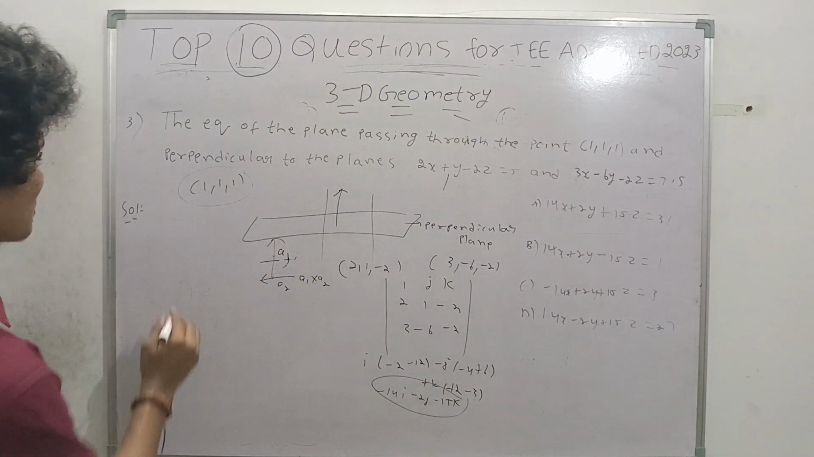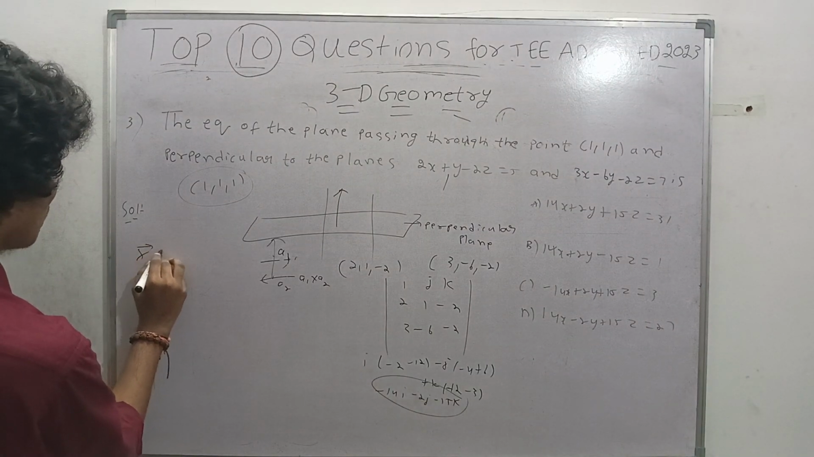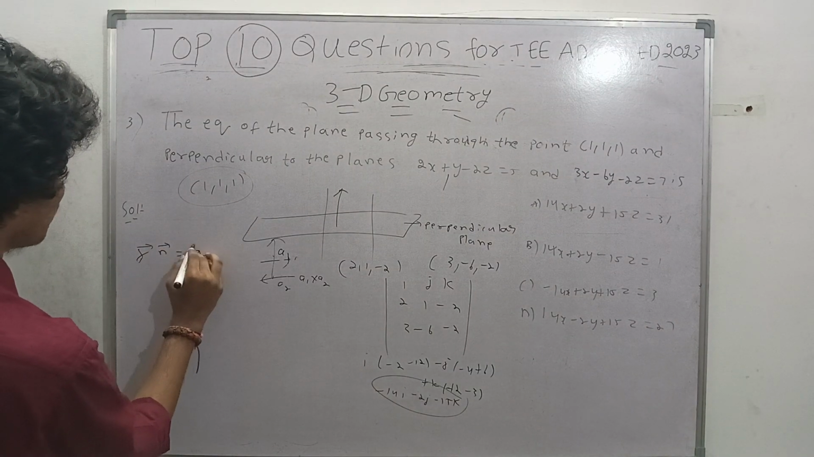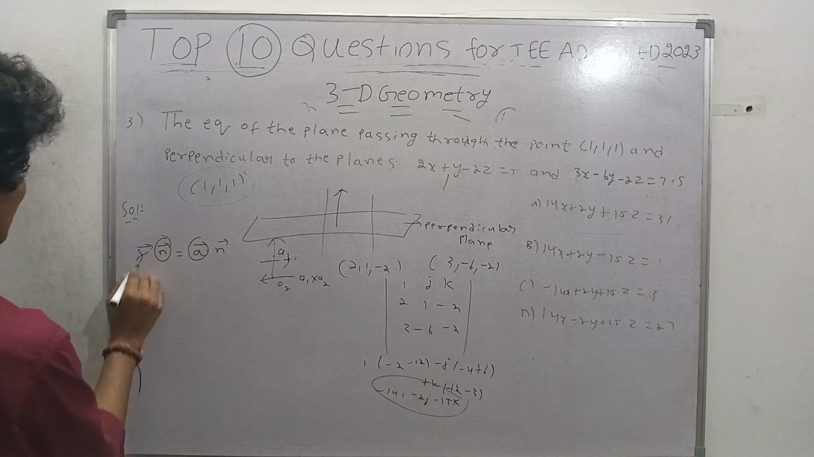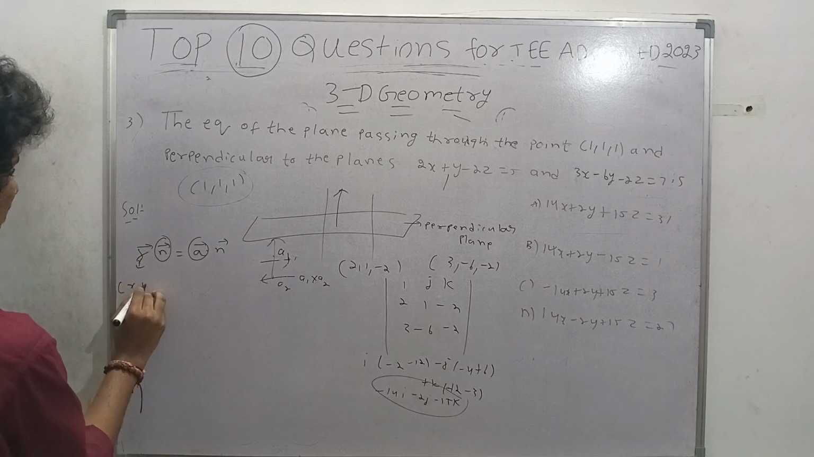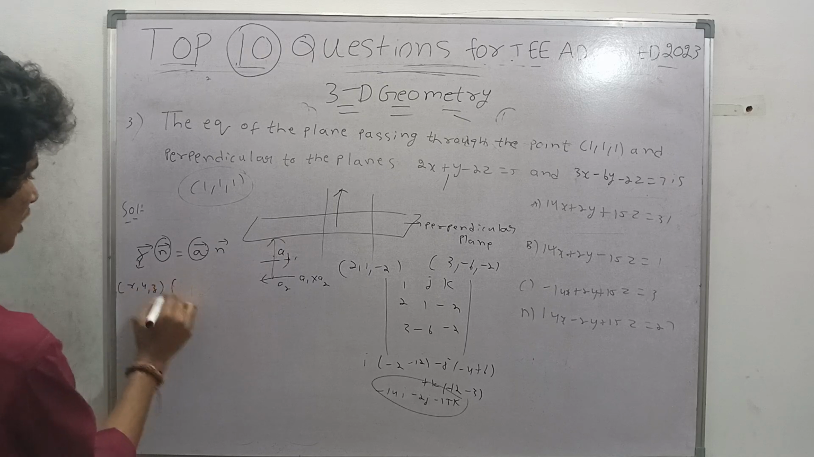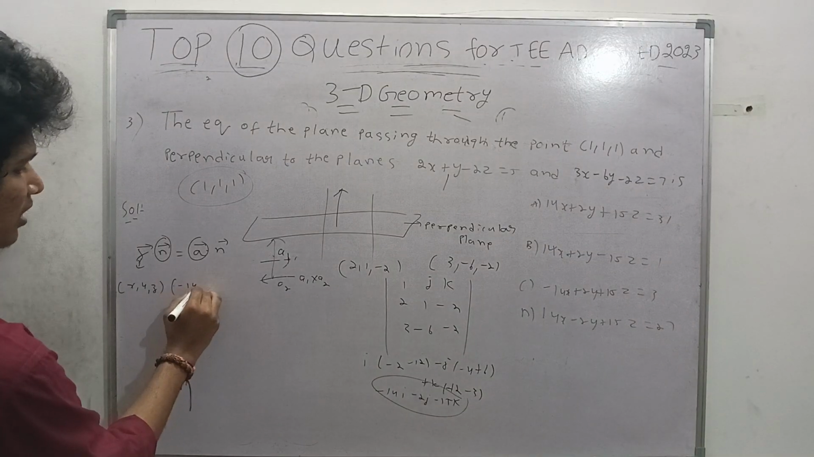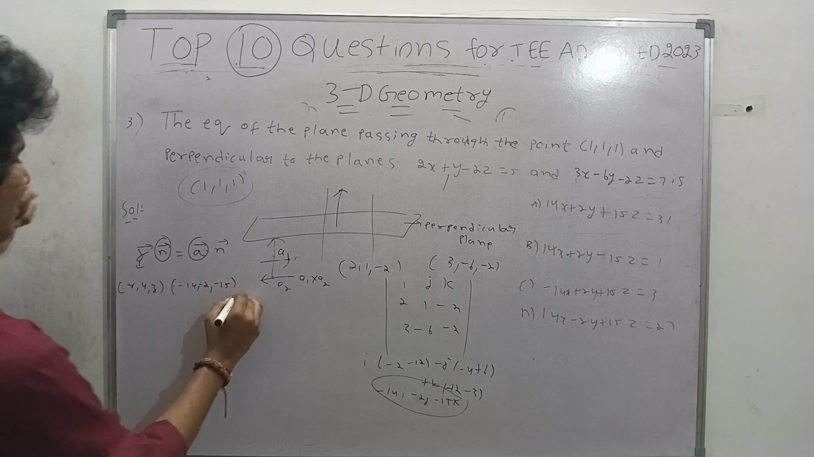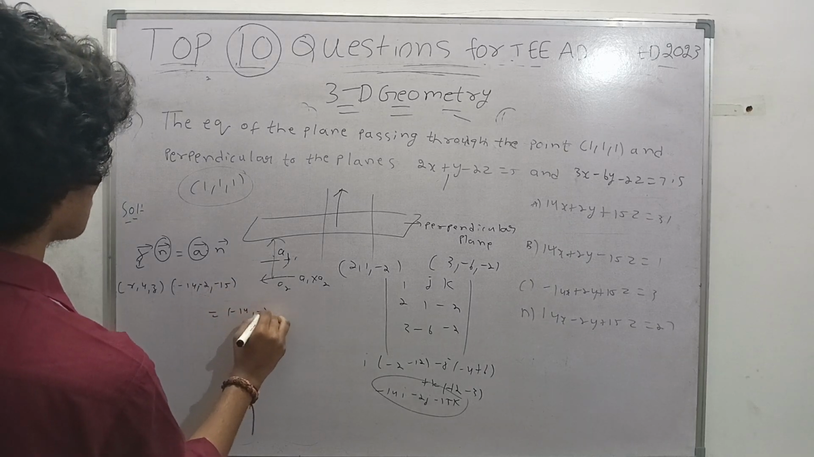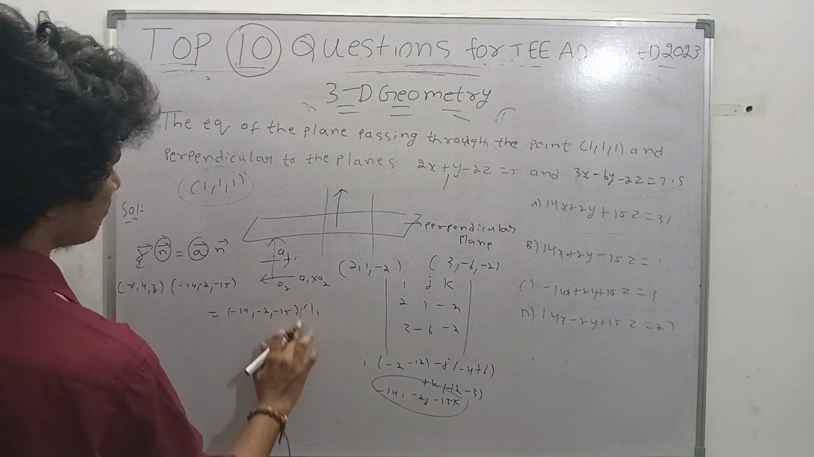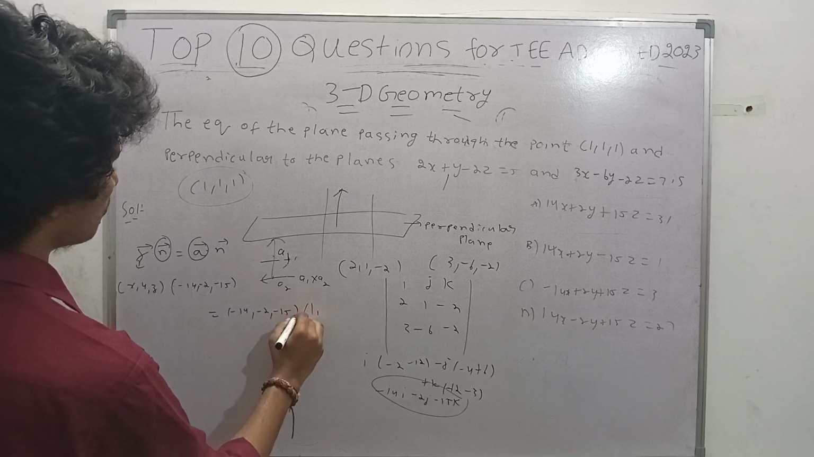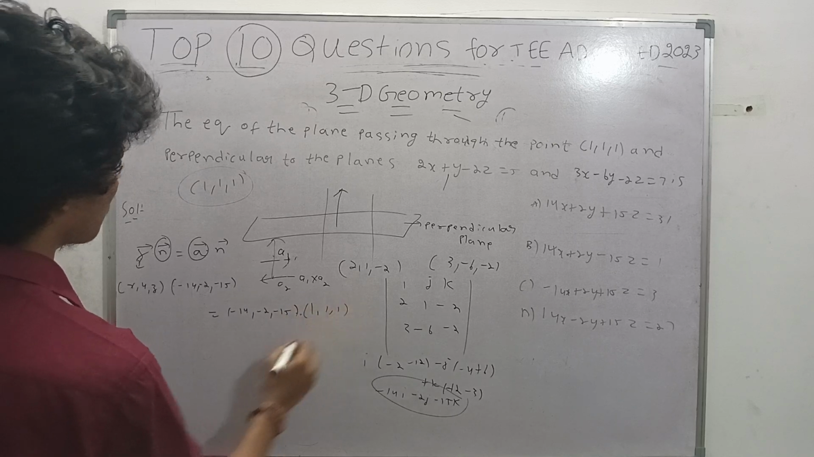After knowing these two things, I can use one formula: r dot n equal to a dot n. Here n is the normal vector, a is the passing point, r is nothing but the general point x, y, z. So r dot n is minus 14 minus 2 minus 15, and this is equal to the passing point dot product, 1, 1, 1.